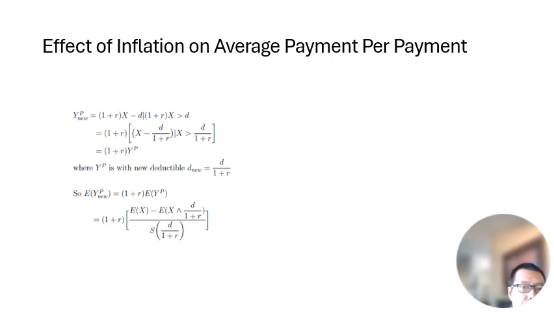Similarly, for average payment per payment, the deduction of this is not difficult. The only difference between this and the previous one is that there is an additional condition that x has to be greater than d over 1 plus r. So basically you translate this into the denominator survival function at x, where x is equal to d over 1 plus r. So it's just another factor in this situation compared to average payment per loss.